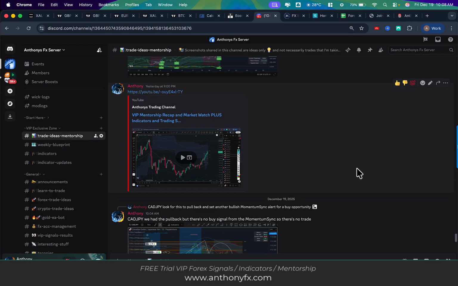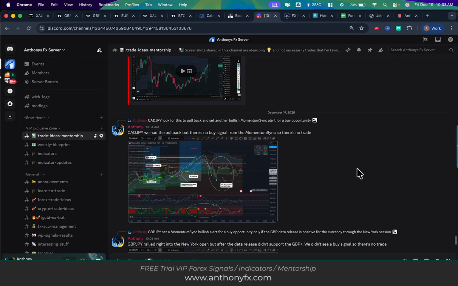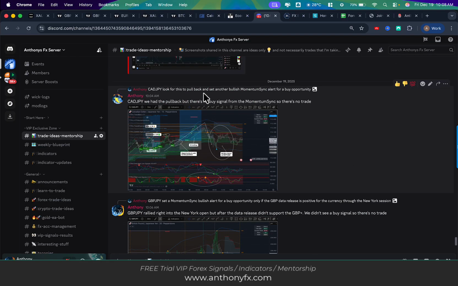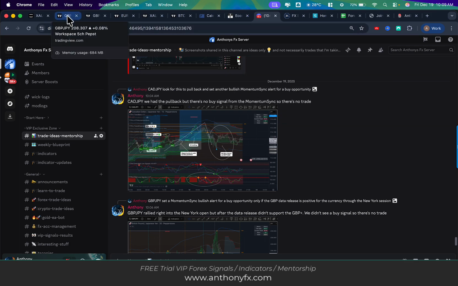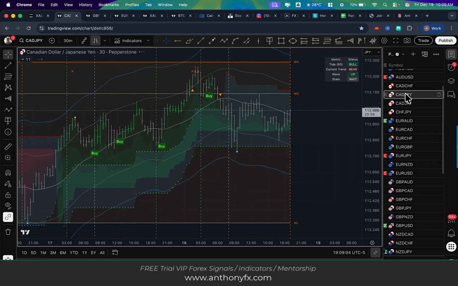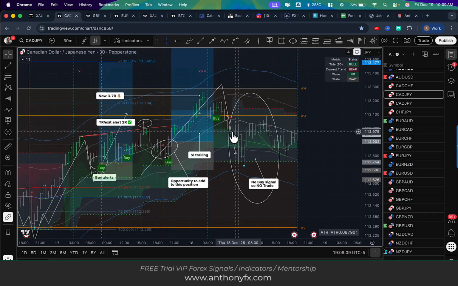So yesterday I was kind of reluctant, but I did send a couple in. Very simple things to follow, guys. Look, CAD yen: look for this to pull back and then set a bullish momentum sync alert for a buy opportunity. Take a position if we get the pullback and then a buy opportunity, and that's after this New York session.